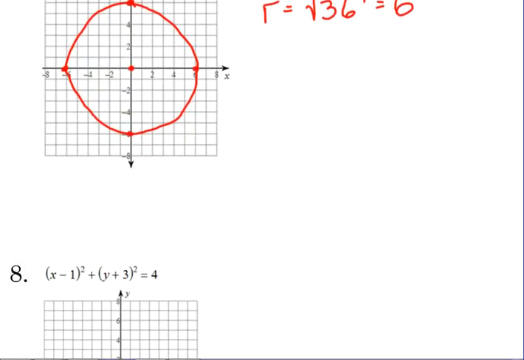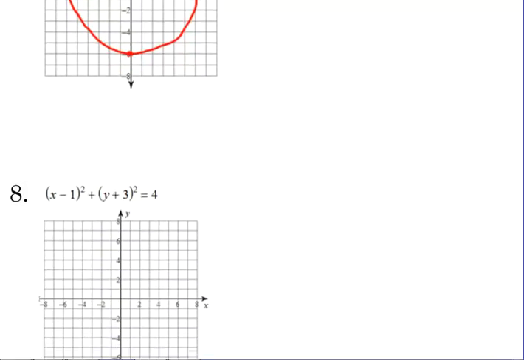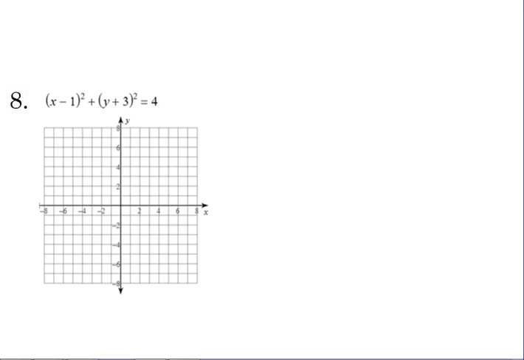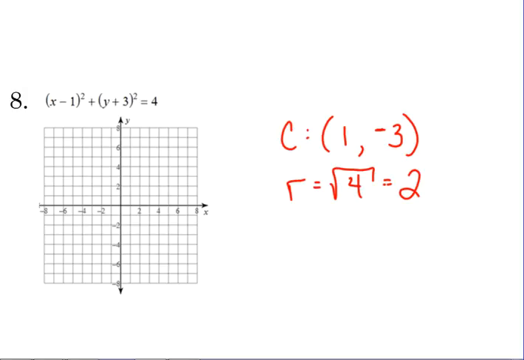Okay, let's look at number 8 real quick. We have x minus 1 squared plus y plus 3 squared equals 4. So our center, we changed the sign of the number with the x. So it was minus 1, so it's positive 1. Y plus 3 means the y coordinate of our center is negative 3. We just changed the signs of both those numbers. And then our radius is equal to the square root of 4, which is 2.